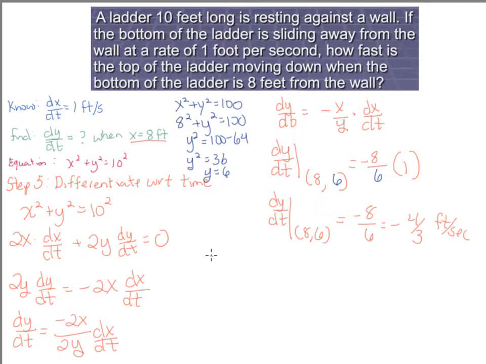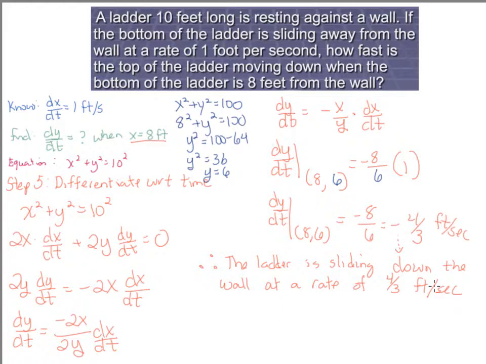So we always write our answer to word problems as a sentence. Since we're asked to find how fast the top of the ladder moves down when the bottom of the ladder is 8 feet from the wall, let's translate our answer to: the ladder is sliding down, and that down takes care of the negative here. So when I write my number, I'm not going to use a negative. Down the wall at a rate of 4/3 feet per second. Make sure you use your units of measurement.